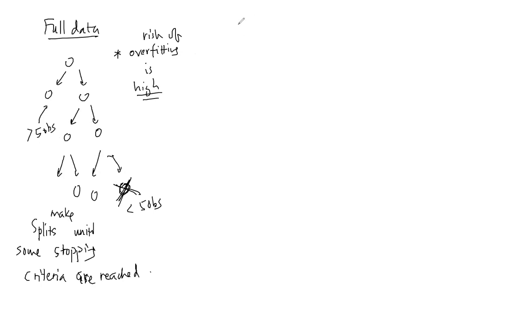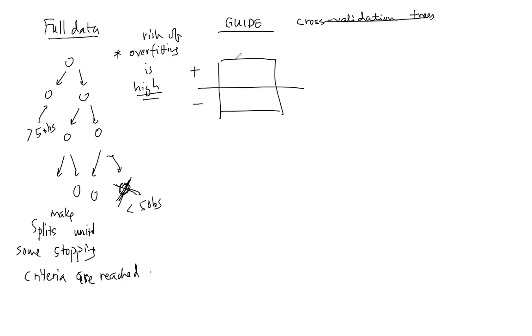So in GUIDE, they do something different. They do something called cross-validation. They create cross-validation trees. What does it mean? Your data set, I think we discussed the idea of cross-validation before. Let's say we have plus and minus, a binary case. If you do a 10-fold cross-validation, that means you will split into 1, 2, so it's like this.